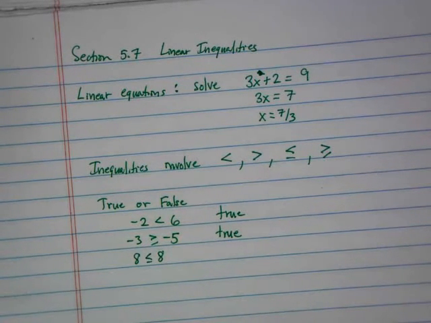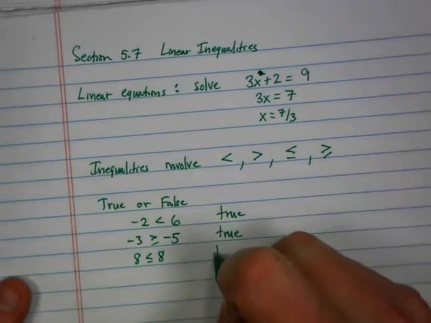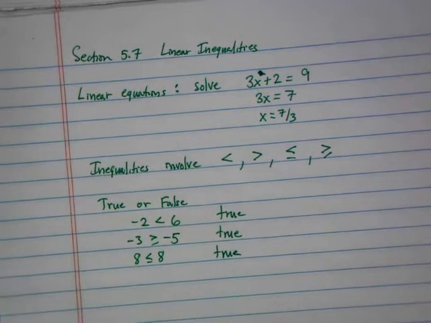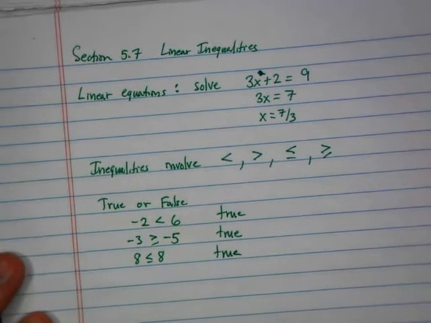8 is less than or equal to 8. That's true because 8 is equal to 8. All right, that was true. Give us some false ones? Okay. Well, now you know the next one's going to be false.